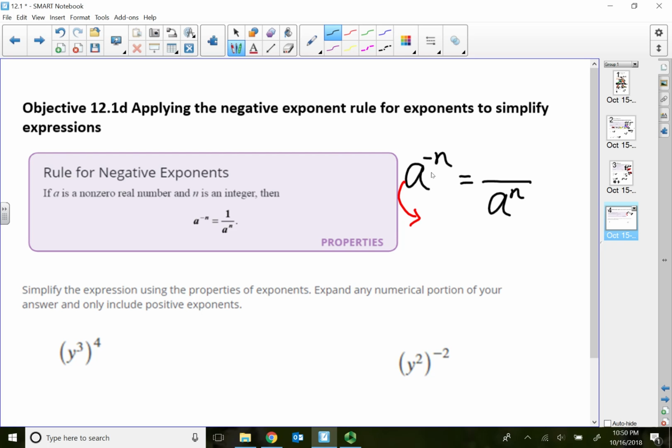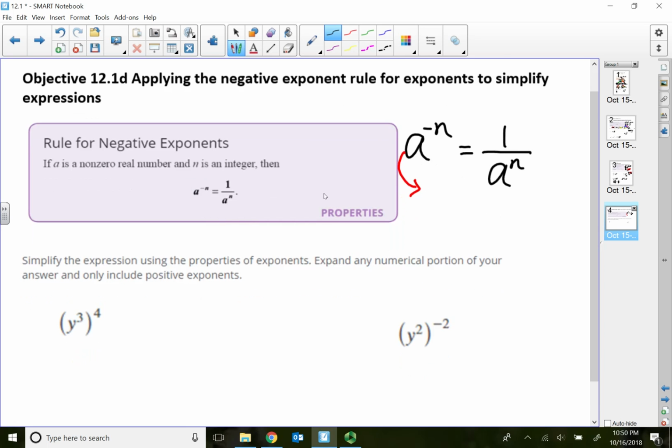So the negative exponent rule is basically saying that if a base has a negative exponent, then we flip it to the other side of the fraction and make the exponent positive. If there's nothing left on top, there has to be a 1 on top. That's why the rule says it's going to be 1 over a to the n power.